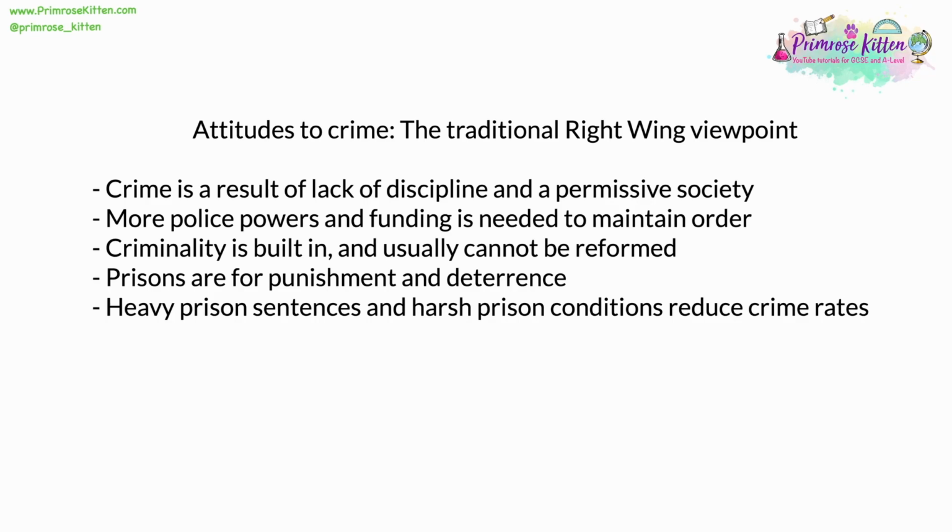The traditional right-wing view is that crime is a result of lack of discipline and a permissive society. This is combined with personal flaws. More police powers and funding is needed to maintain order in society. Criminality is built into the individual and cannot be reformed. Prisons are therefore for punishment, but also for deterrence, to deter people who are likely to commit crimes from doing so. Therefore, heavy prison sentences and harsh prison conditions lead to a reduced crime rate.